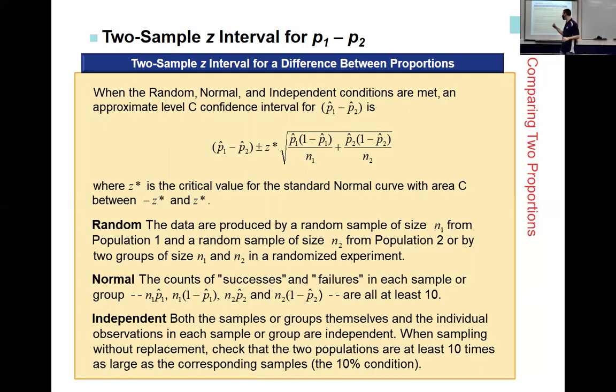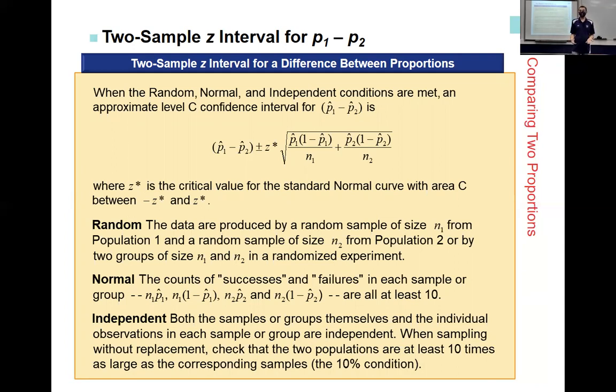Random, we need to check that each of our data comes from random samples, or there might be some random assignment in an experiment. Normal, we need to check n times p and n times 1 minus p for both samples. And then we need to check independent in each case. So we're checking the same conditions, we're just doing it for both samples. Step three, you're going to make your formula, plug in the numbers, answer.